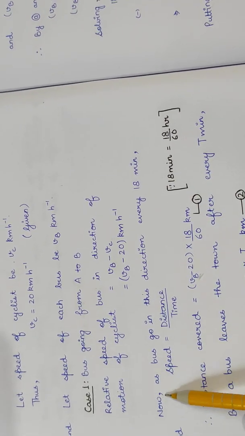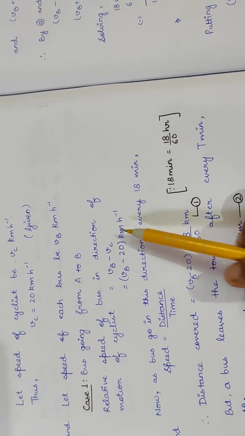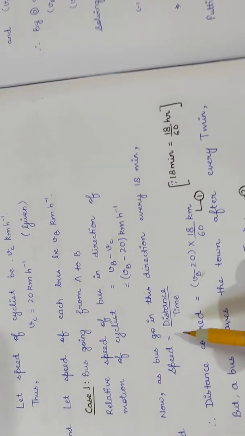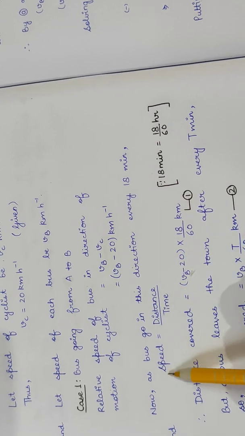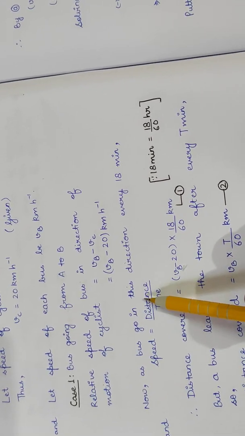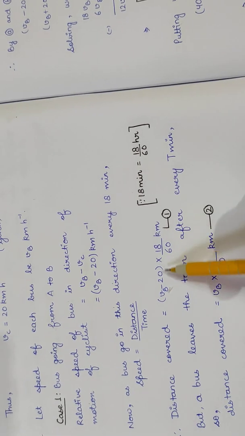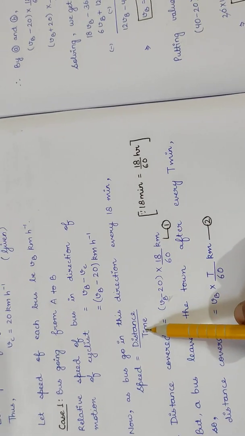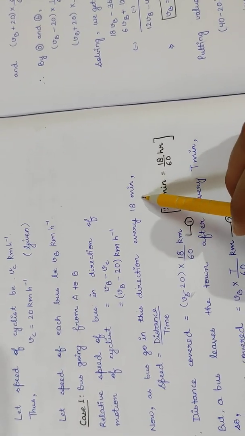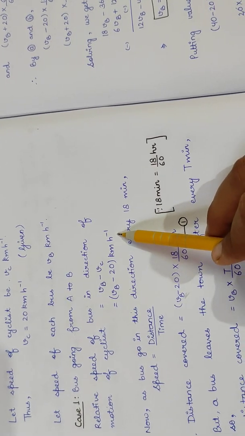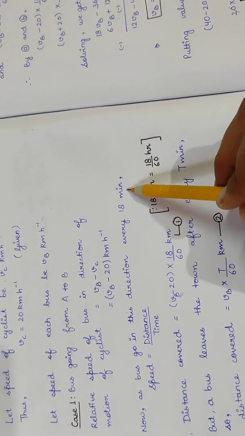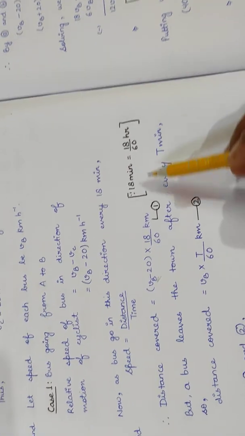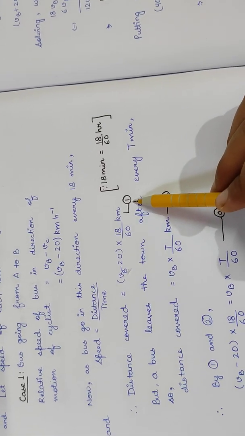Fine. Now we know that the bus goes in the direction in which the cyclist is moving every 18 minutes. And we know that speed is equal to distance upon time. So using this formula, we will find distance. Distance will be speed into time. So the speed we have found just now is Vb minus 20 km/h, and the time is given as 18 minutes. Okay, but here the speed is in km/h, so we will convert 18 minutes into hours. So 18 minutes is equal to 18 by 60 hours. Fine. We'll put the value and mark this as equation 1.